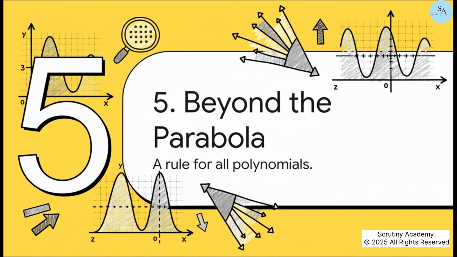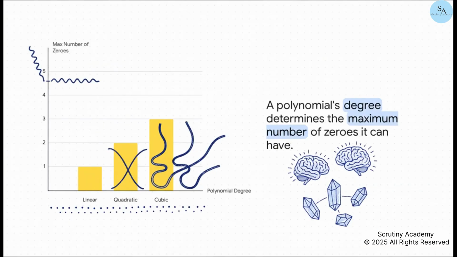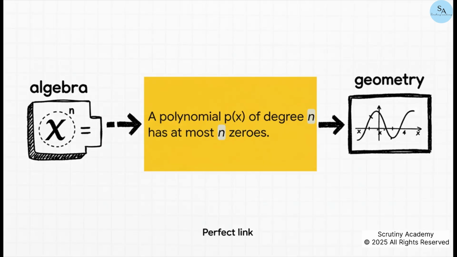So for our last section, let's zoom out and see if this rule holds up for polynomials of any degree. Just look at this. A linear polynomial, degree 1, has at most 1 zero. A quadratic, degree 2, has at most 2 zeros. And it turns out, a cubic polynomial, degree 3, can have at most 3 zeros. I mean, the pattern is just staring us right in the face. And that brings us to our beautiful, simple, final rule. For any polynomial you can dream up, its degree, that highest exponent, tells you the maximum number of zeros it can possibly have. In other words, the degree tells you the maximum number of times its graph can cross the x-axis. It's just a perfect connection between the algebra and the geometry.